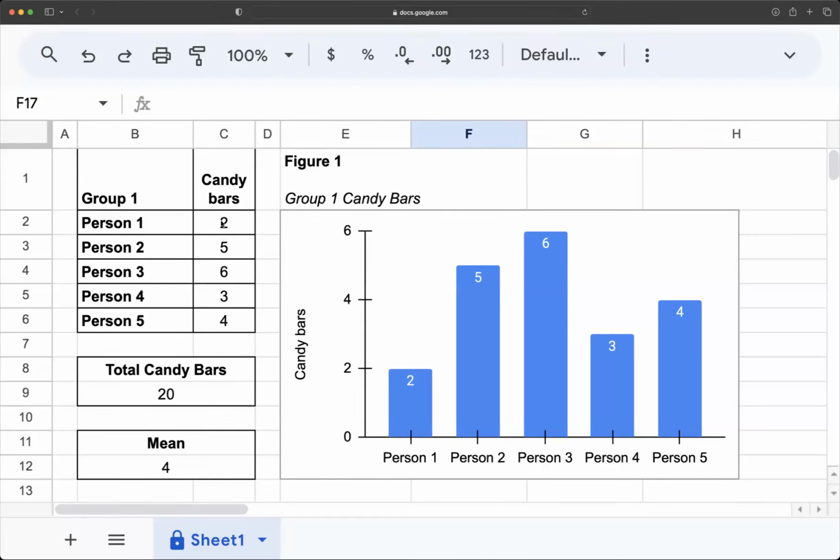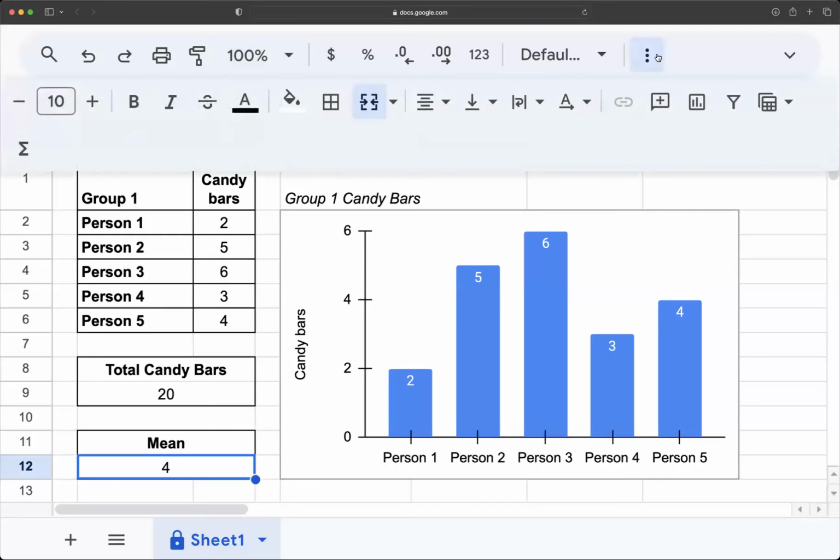Here we have candy bars that each person in group 1 has. Person 1 has 2 candy bars, person 2 has 5, person 3 has 6, person 4 has 3, and person 5 has 4. So the mean is 4 here. We're saying that on average, people have 4 candy bars, but not everybody has 4. So we need to talk in terms of how much variation there is from that mean, and that's what the standard deviation allows us to do.